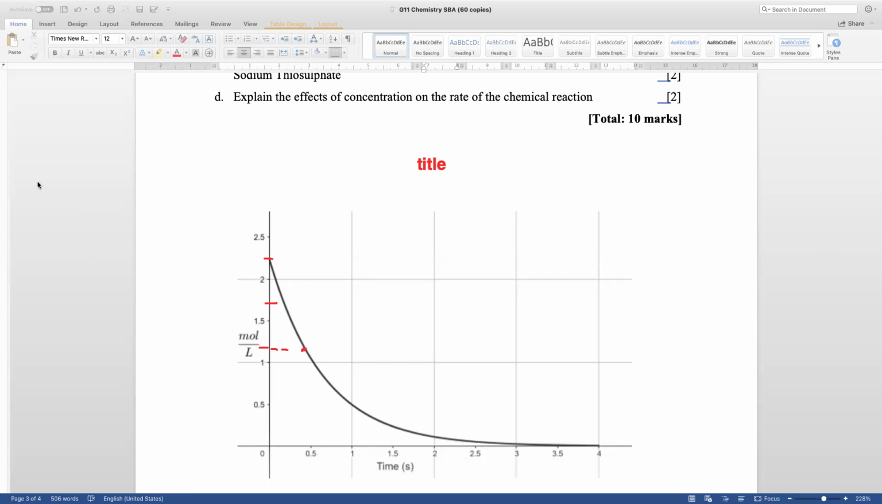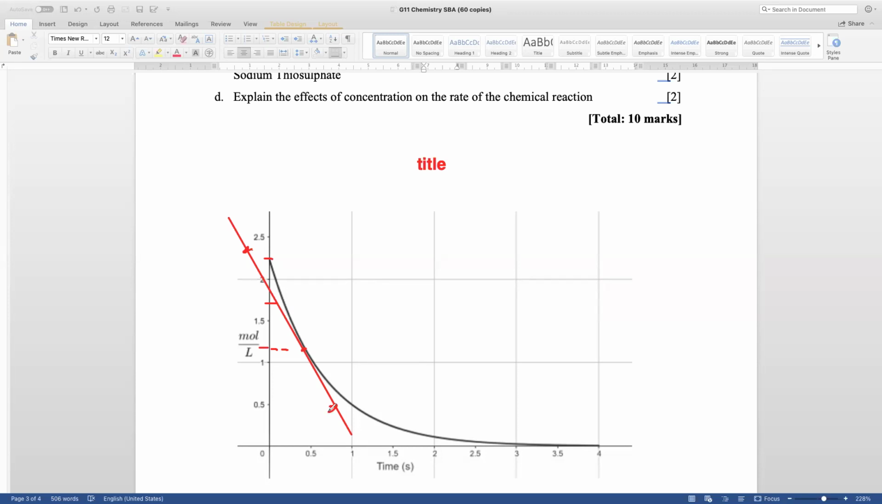What are you supposed to do? We are trying to find the instantaneous rate of a chemical reaction. Please plot a tangent. You need to draw a tangent passing through that point. Please draw a tangent passing through that point, and then within this tangent, find 2 points that will help you to find the gradient.